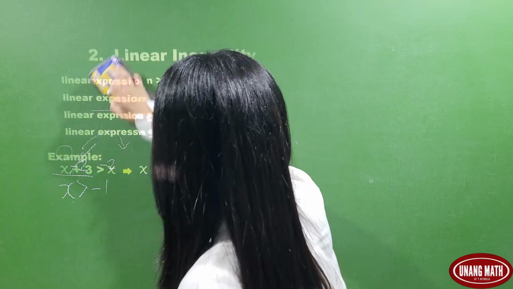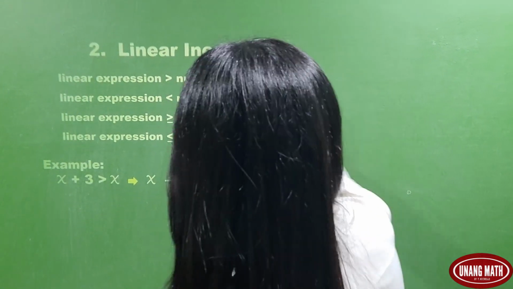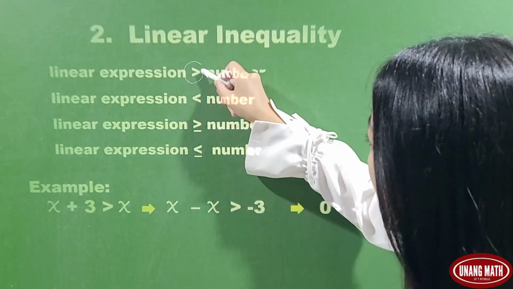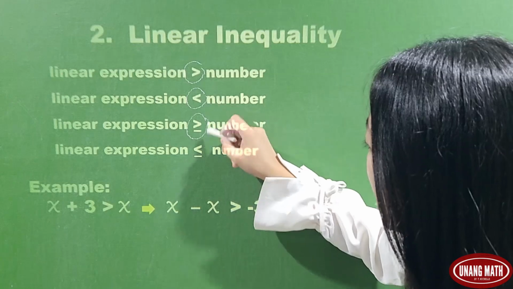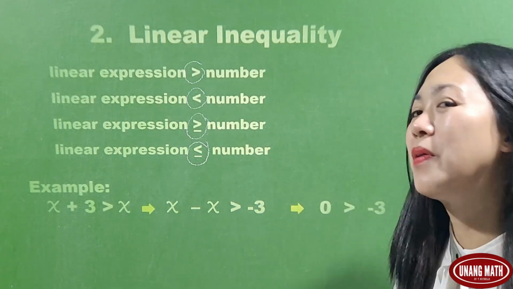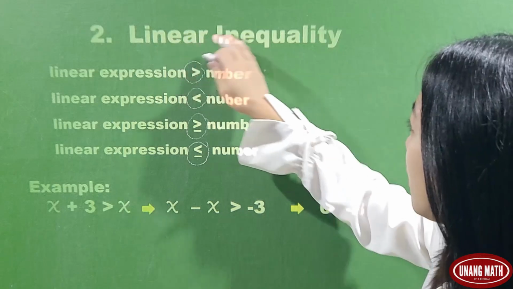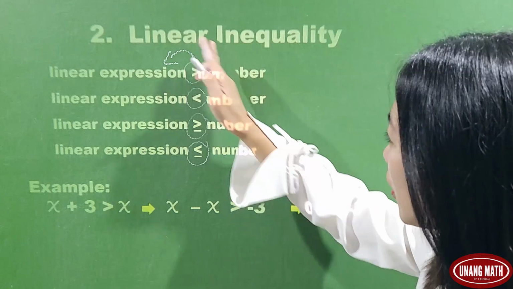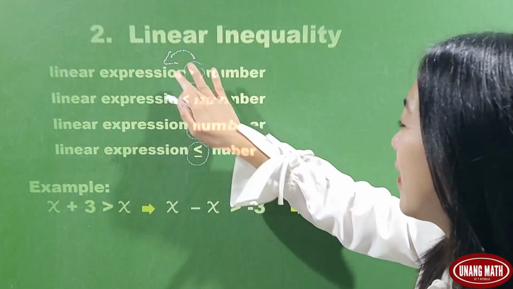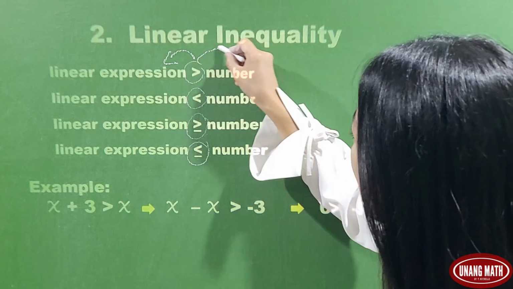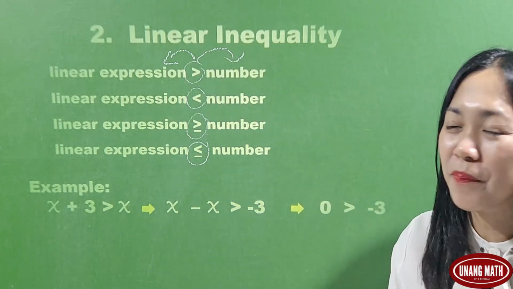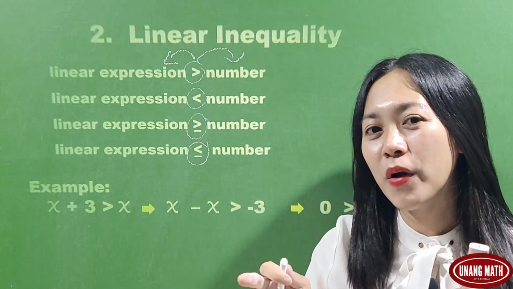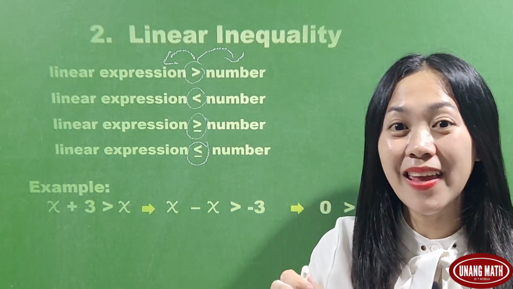Okay, what then is a linear inequality? We already know that inequality uses these symbols: greater than, less than, greater than or equal to, and less than or equal to. When we say linear inequality, there is a linear expression on the left side of the inequality symbol, and on the right side is a number. When we say linear expression, the highest power or exponent of the variable is 1.